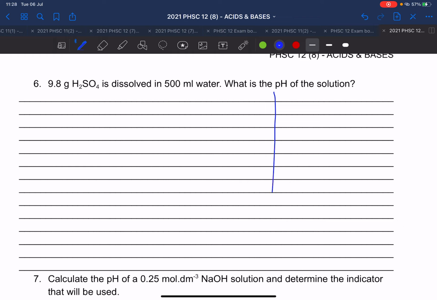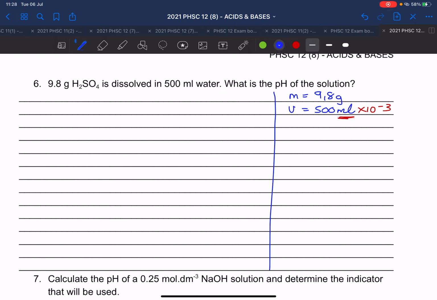Okay, you start with the input table. You have the mass there is 9.8 grams. They tell you the volume is 500 milliliters. We do not like milliliters. So, liters. So, you can say, times 10 to the power negative 3.